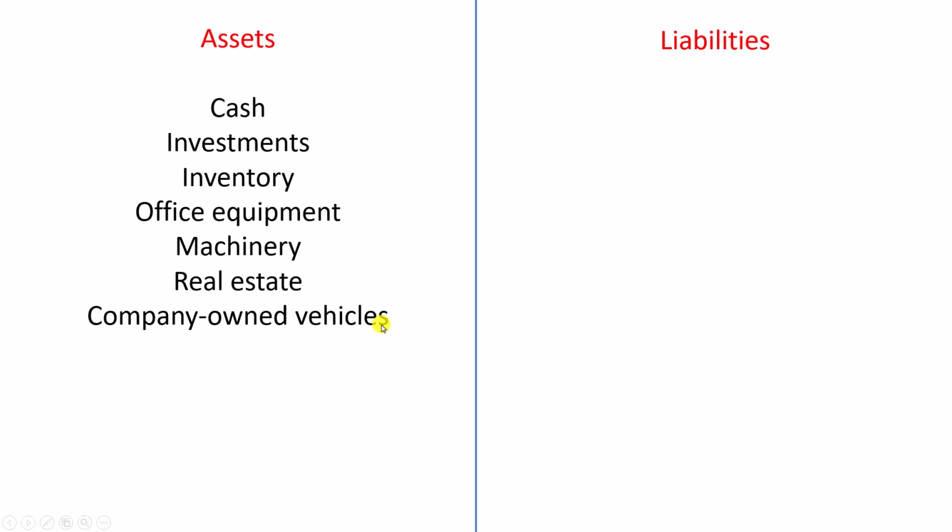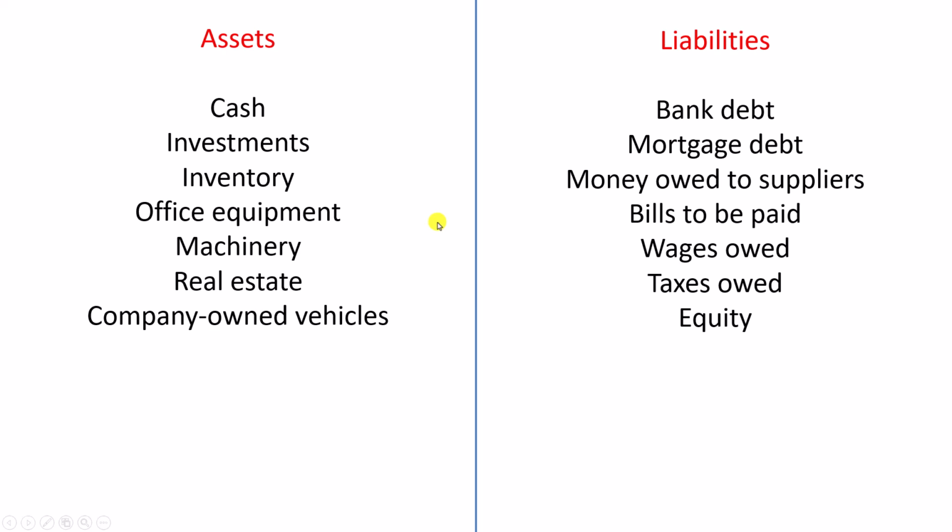Similarly, these are the assets of a company. Okay? Or these are the things that belong to a company. Next is liabilities. Liabilities are the things that the company owes to others. Or I can say the liabilities are the things that the company has to give someone else. Or I can say the things that do not belong to a company are liabilities. Alright? For example, these.